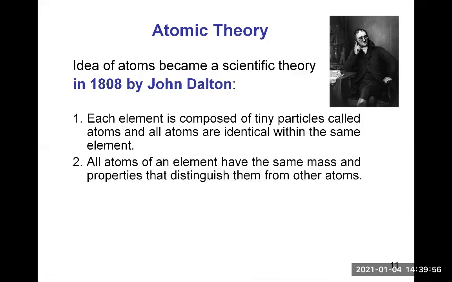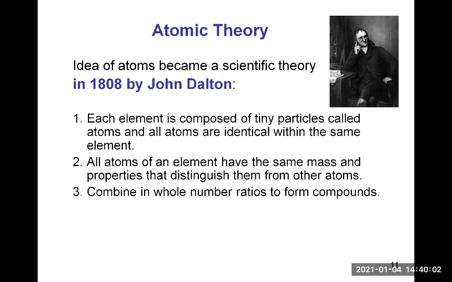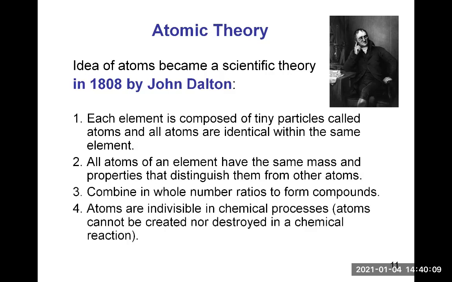All atoms of an element have the same mass and properties that distinguish them from other atoms. Atoms combine in whole number ratios to form compounds. And atoms are indivisible in chemical processes. Atoms cannot be created nor destroyed in a chemical reaction. So this is the first atomic theory, and it has evolved since then because experiments have forced scientists to change parts of this theory.